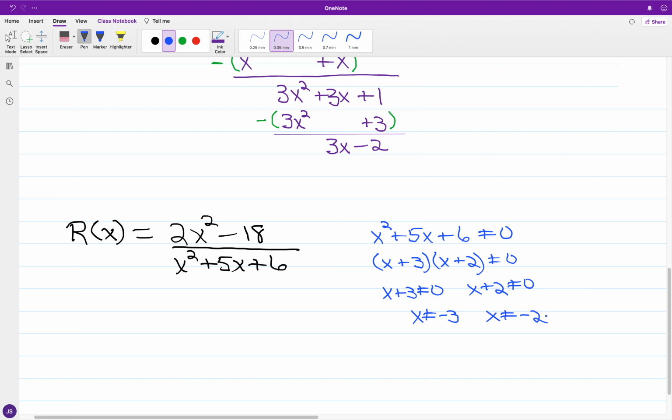So the domain is going to have two exclusions. We have those values of x that are less than negative 3. Bypassing negative 3, the next set of values of x are those greater than negative 3 and less than negative 2. And then finally, those values of x that are greater than negative 2.